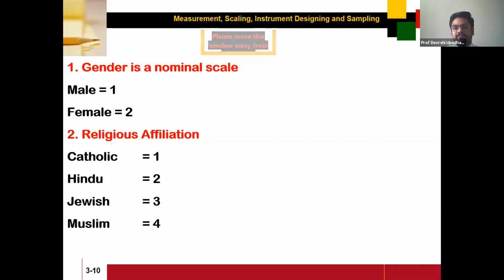Now, the point is that what we did here is just assign a number for each religious affiliation carried out in the demographic research, or the demographic data that you have collected. So the point is that in the nominal scale, you are just giving a number, just assigning a number, to each and every variable that you have collected.